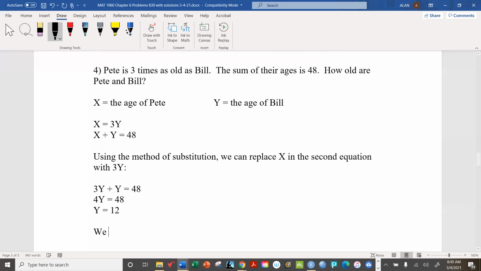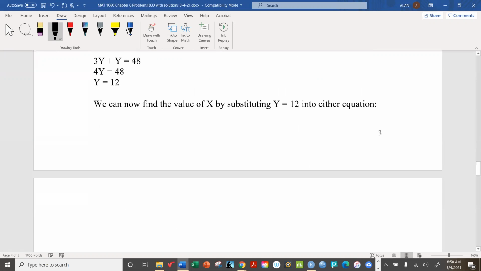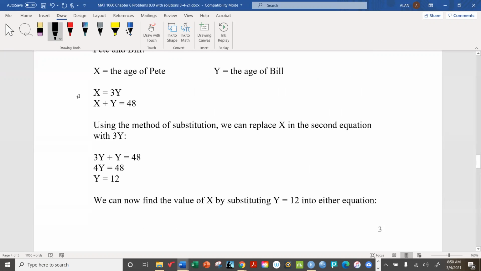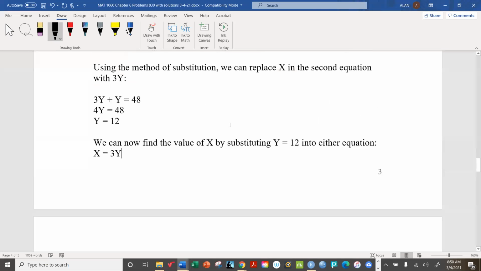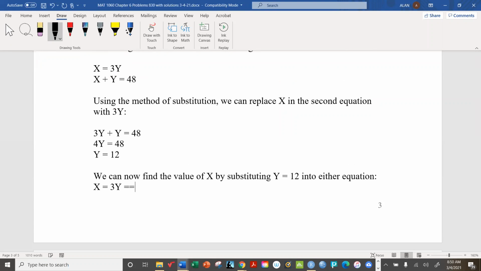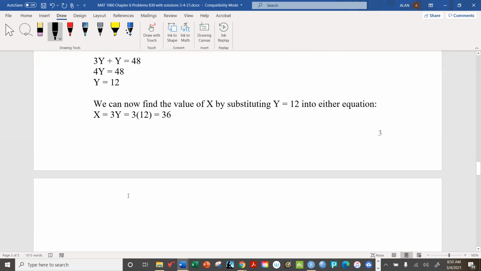Okay, and if Y equals 12, we can now find the value of X by substituting Y equals 12 into either equation. And of course, why not pick the first one? It's so easy. X equals 3Y equals 3 times 12 equals 36. Okay, so remember, X was supposed to be Pete. So Pete is 36, Bill is 12.